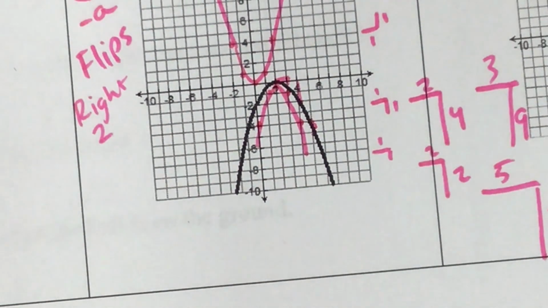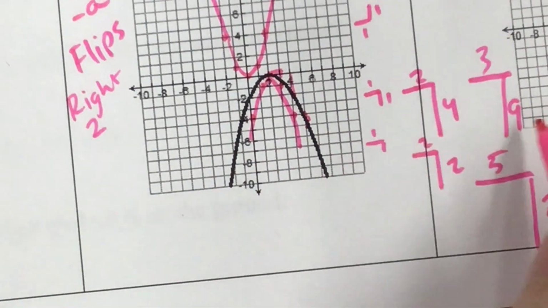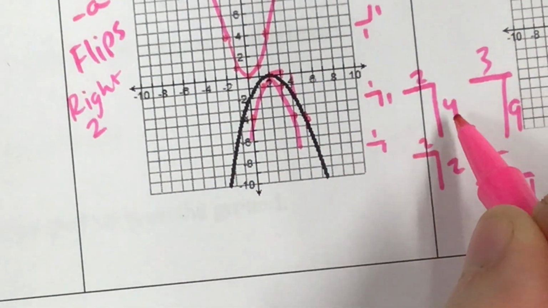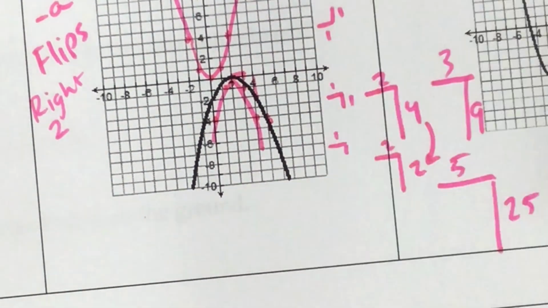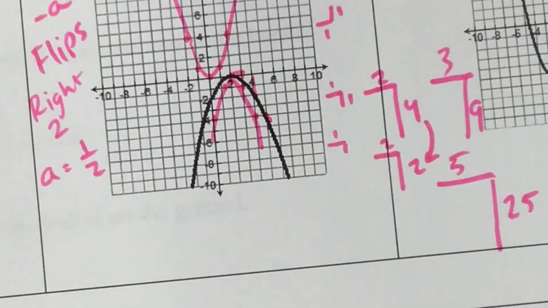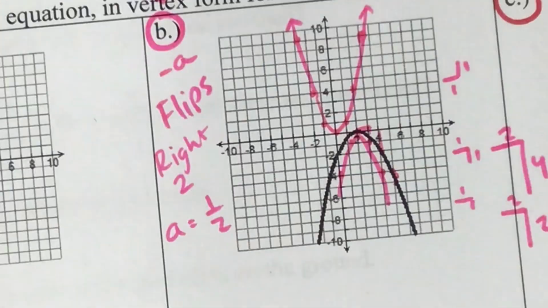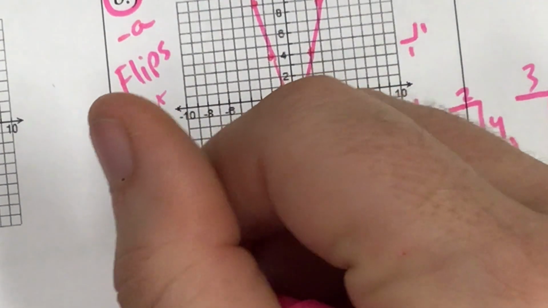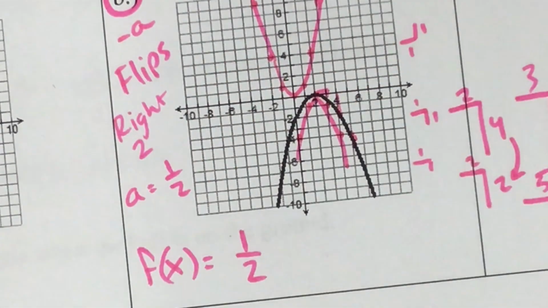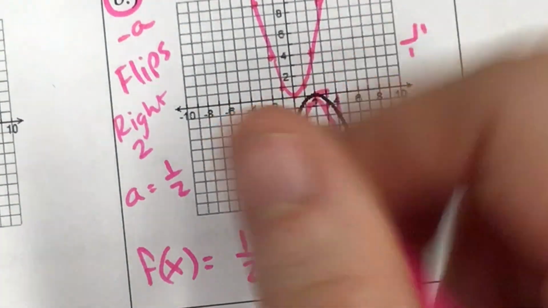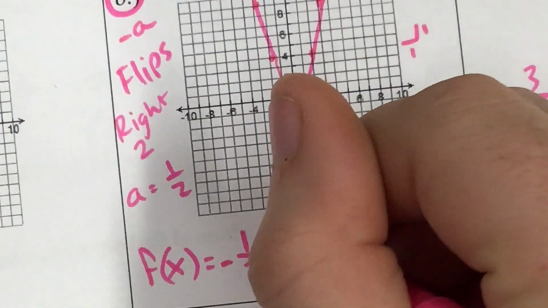It looks like it got wider by some fraction. Since this went from over 2, down 4 to over 2, down 2, it looks like it got cut in half. So I have an A value of 1/2. So I'm going to be writing f of x equals 1/2, because it has a compression, it's getting wider. It flips, so it's going to be negative.